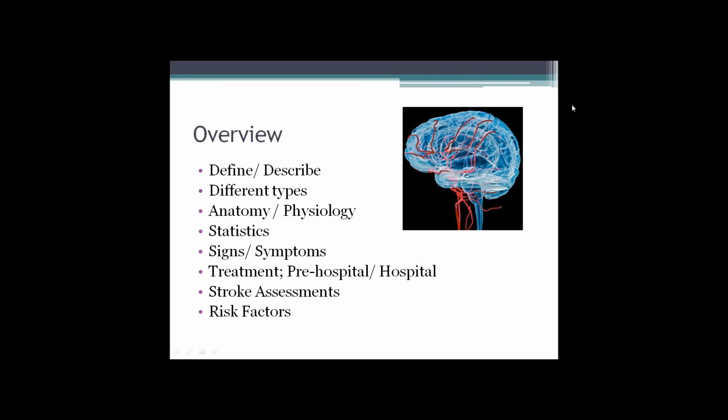So the overview of things we're going to go over: the definition, different types, anatomy and physiology, statistics, signs and symptoms, treatment, stroke assessments, and risk factors.